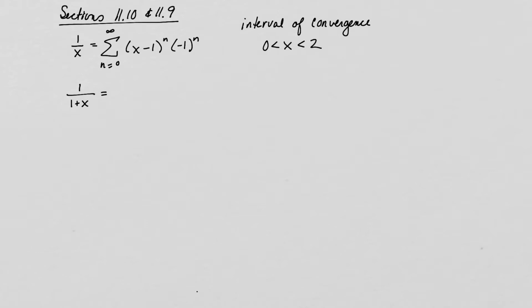And so you could go through and find the Maclaurin series for it. If you went through and did all of that, you would get the summation n equals 0 to infinity of negative 1 to the n, x to the n. And this converges for negative 1 less than x less than 1.